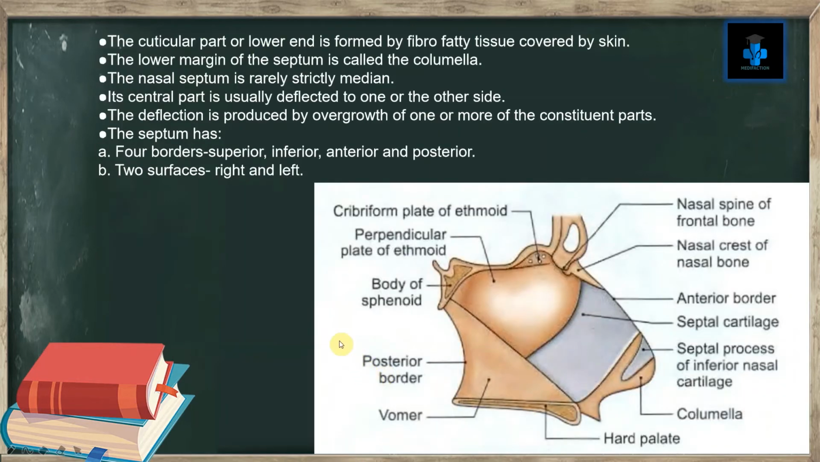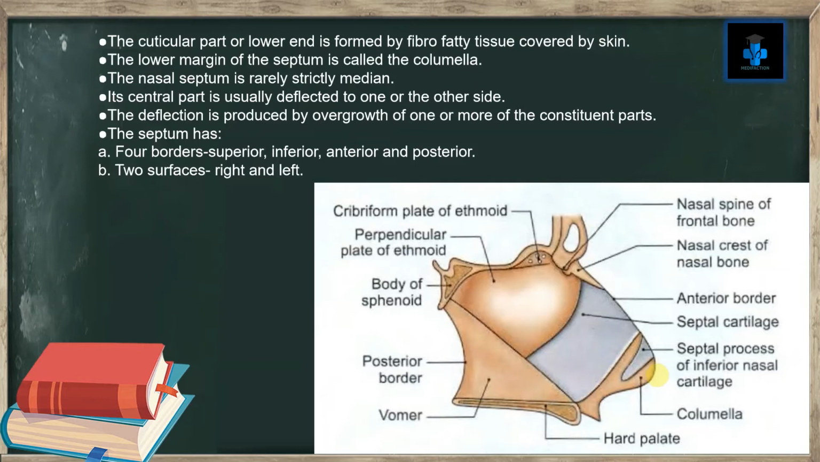The cuticular part or lower end is formed by fibro-fatty tissue covered by skin. The lower margin of septum is called columella. Right here you can appreciate the columella. The nasal septum is rarely strictly median. Its central part is usually deflected to one or the other side. The deflection is produced by overgrowth of one or more of the constituent parts.